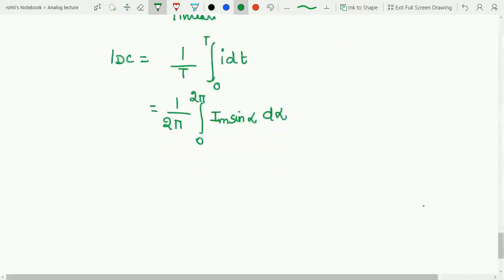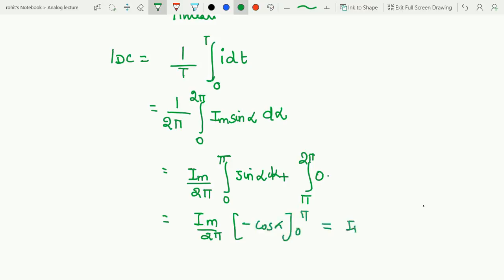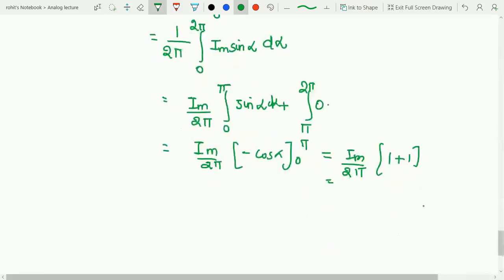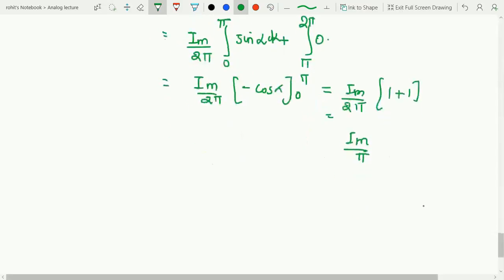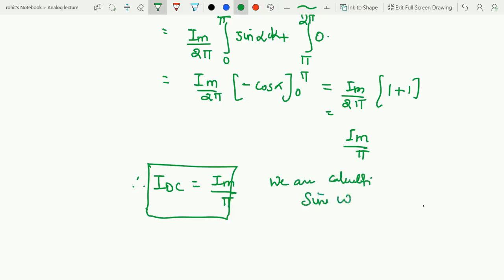So now we will integrate. It will be Im by 2 pi, 0 to pi sin alpha, plus pi to 2 pi, it's 0. So it will come Im by 2 pi, minus cos alpha from 0 to pi, and it will be Im by 2 pi times 1 plus 1. So it will come like Im upon pi. So IDC is equal to Im upon pi. So we are calculating for sine waves. For a square and triangular wave, you should calculate yourself.